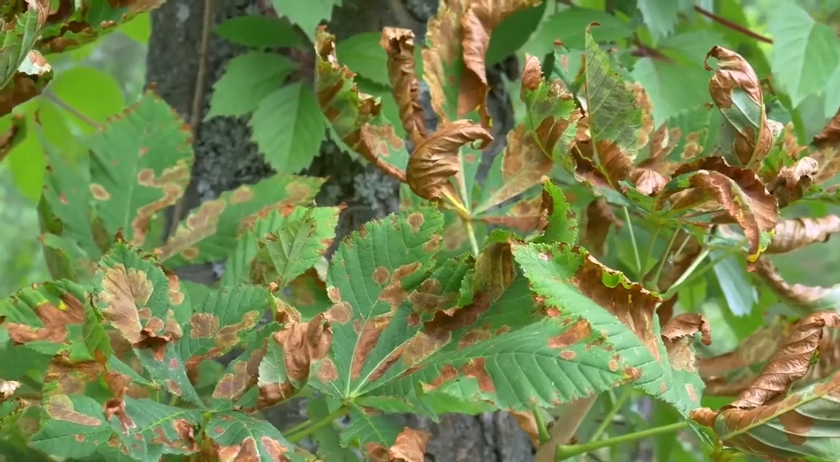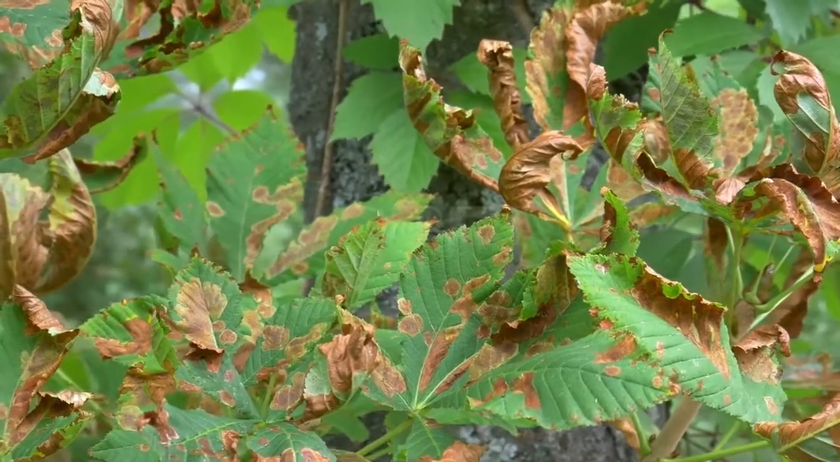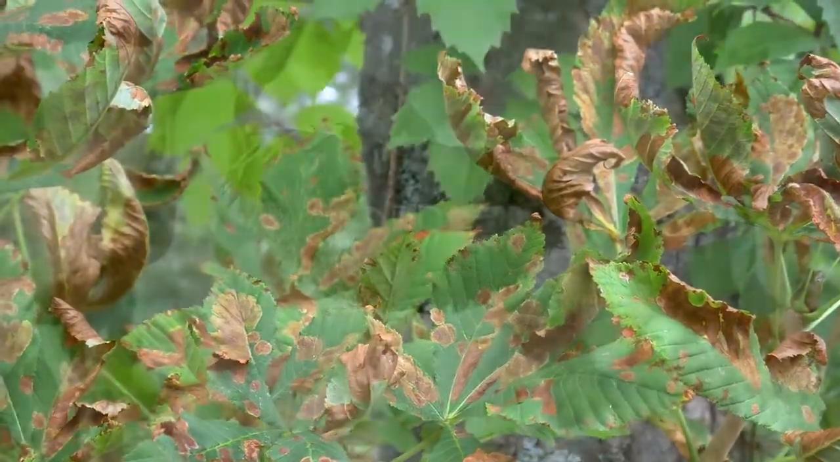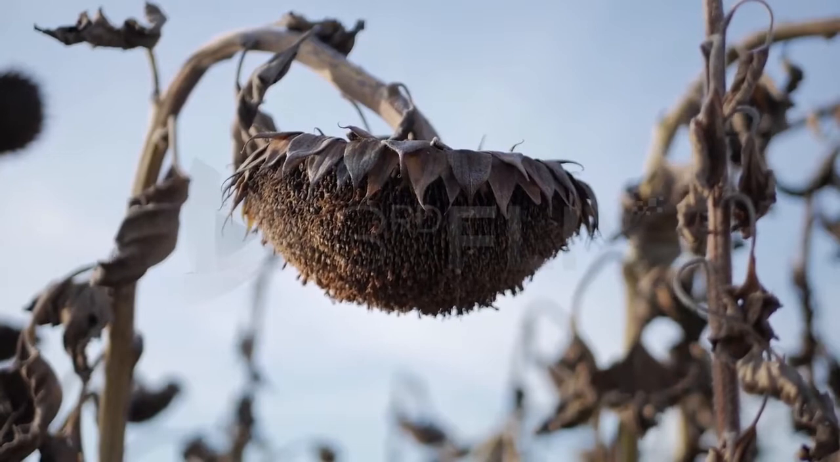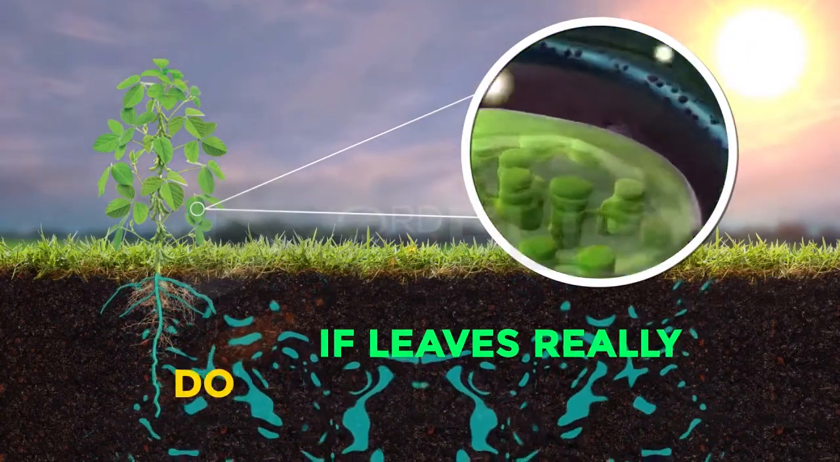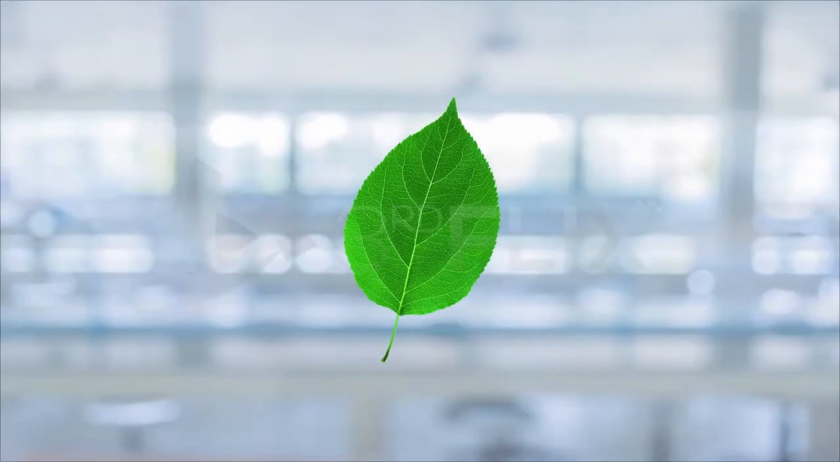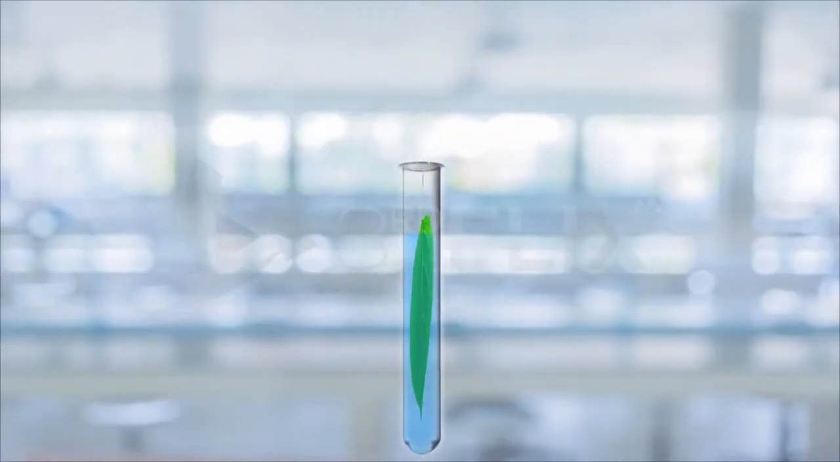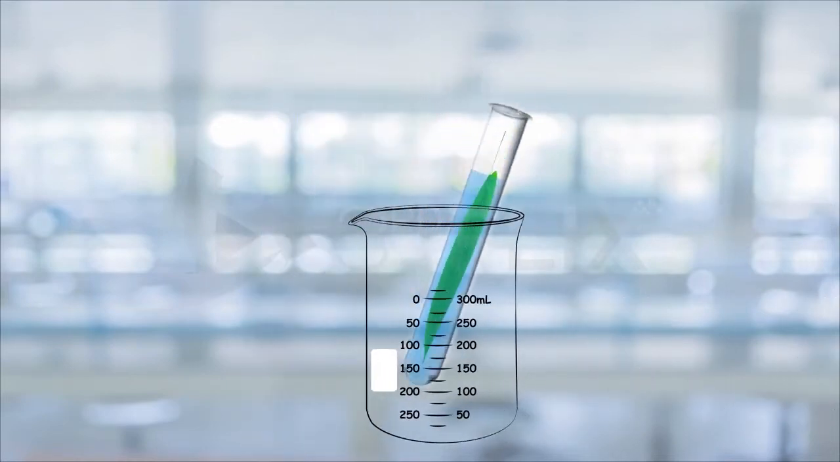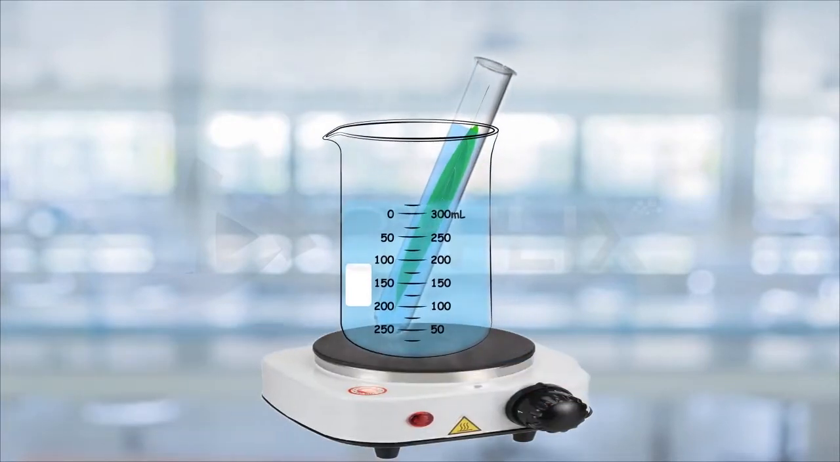In the absence of photosynthesis, the plant is unable to utilize the water and minerals to prepare food for its nourishment and gradually dies. In order to see if leaves really do perform photosynthesis, we take a leaf and immerse it in a test tube filled with spirit. Placing this test tube in a beaker filled with water, we heat the beaker.